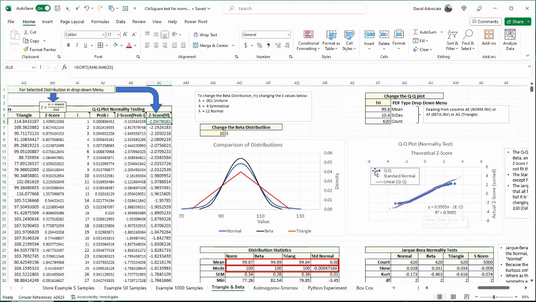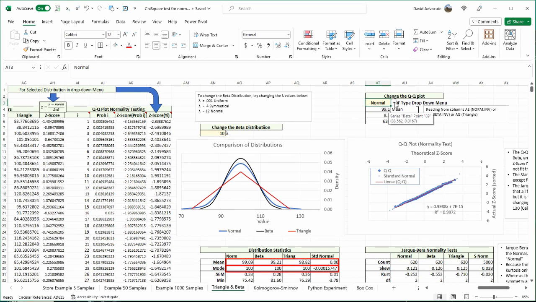We can see here we have our distributions, as we saw before, and where we can adjust the lambda. Over here is where we can pick out which distribution we want to do the QQ plot for. So right now it's on the triangle, and I can change that to the normal and hit F9, and you can see it changes, and do the same thing with the beta.